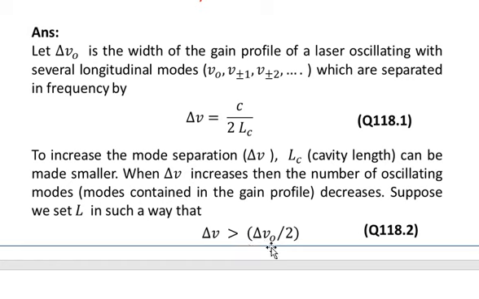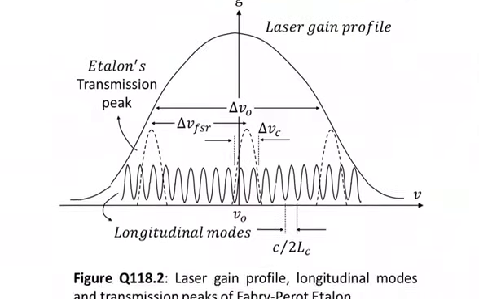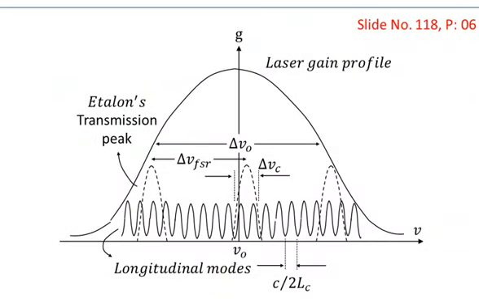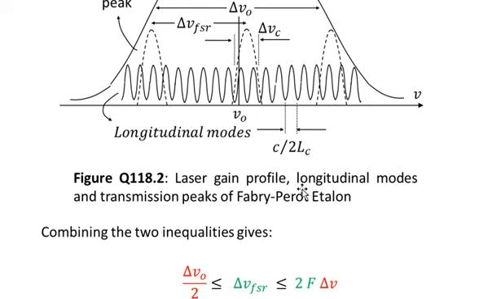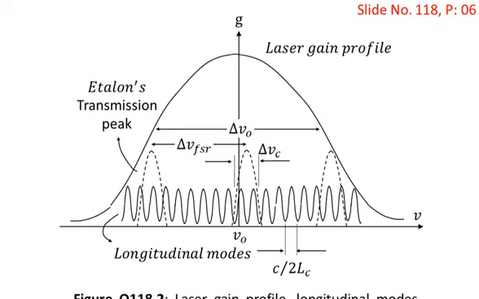Let me show you the gain profile so that you can really understand what is happening. This is the laser gain profile. Its caption is laser gain profile, longitudinal modes, and the transmission peaks of the Fabry-Perot Etalon. Let me explain this figure.